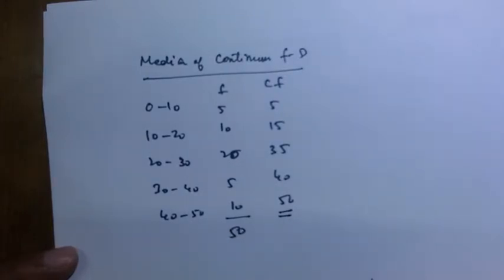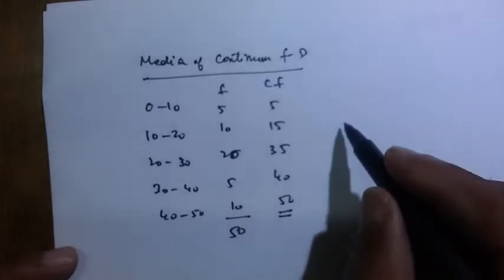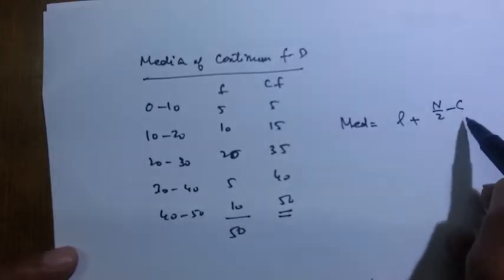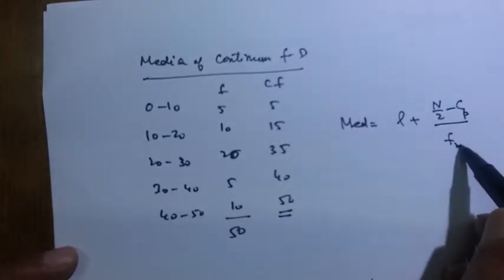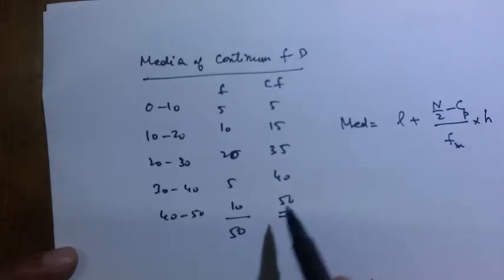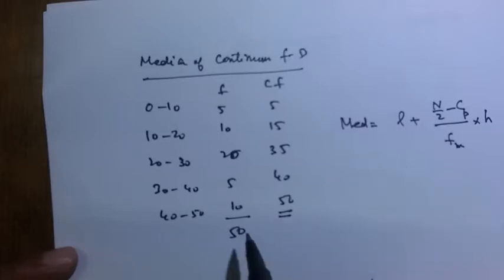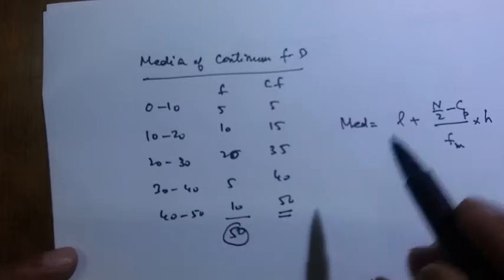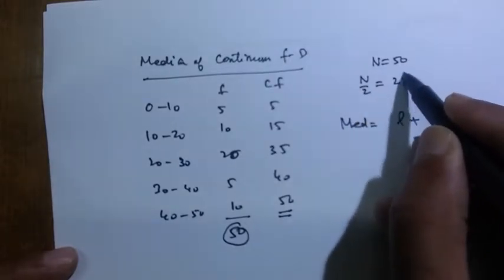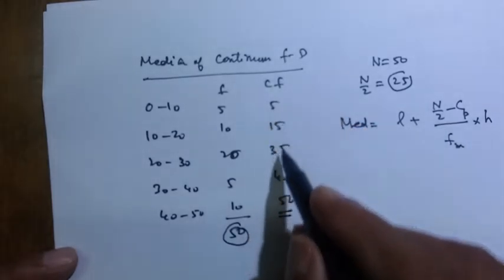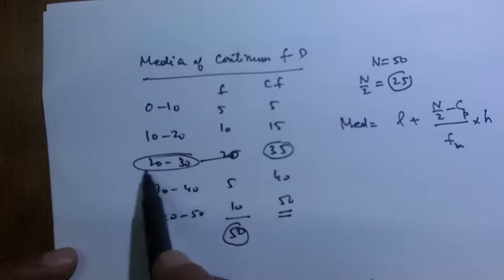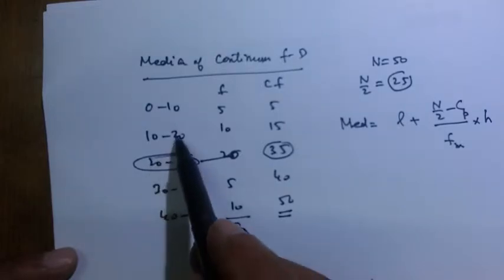In case of finding the median of continuous data, we have a formula. The median is equal to L plus (n by 2 minus the cumulative frequency of the previous class) divided by fm, the frequency of the median class, into h. What is the median class and how do we find L? Here n is given equal to 50. We divide this n by 2, making it 25. Look at 25, or immediately more than 25, that is 35, and look at the table: it is 20 to 30. These classes must be continuous.